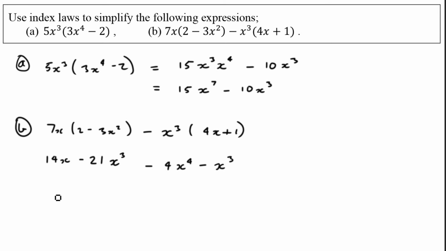Finally, tidying all the pieces up, how many x's do we have? 14 x's. How many x cubeds? Negative 21, and then we need to take another one away, subtract 22 x cubeds, and we have negative 4x to the 4.